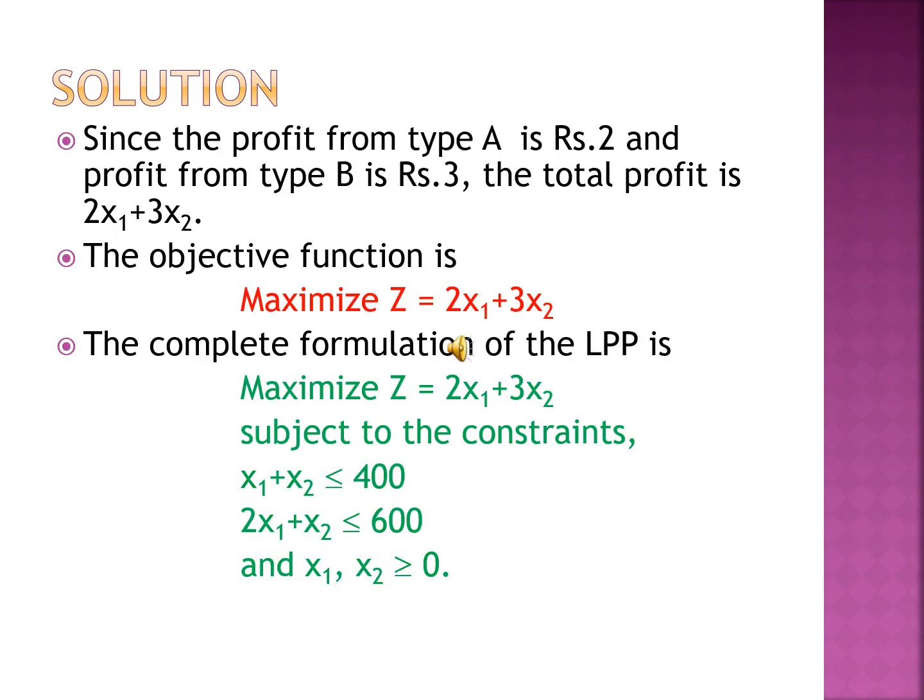The profit from type A is rupees 2 and the profit from type B is rupees 3, and then the total profit is 2x1 plus 3x2. Therefore the objective function is maximize z equal to 2x1 plus 3x2, subject to the constraints x1 plus x2 less than or equal to 400, 2x1 plus x2 less than or equal to 600, which are calculated in the above slide, and the non-negativity constraints x1, x2 greater than or equal to 0.